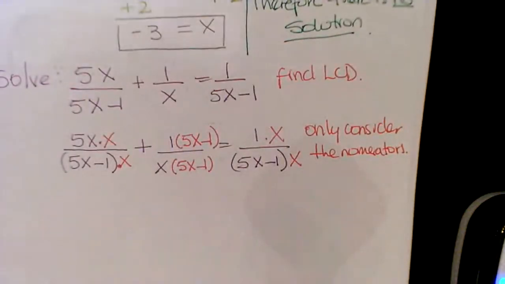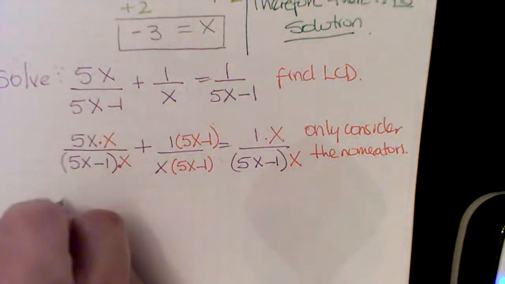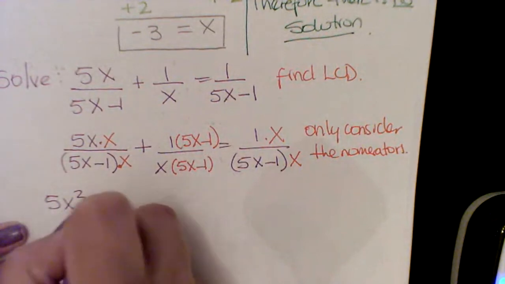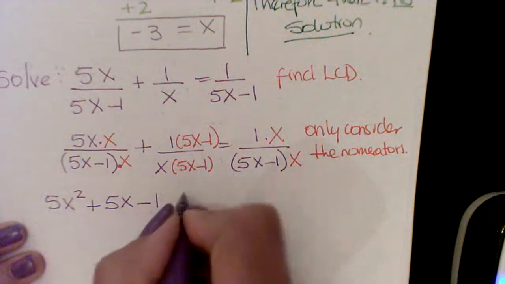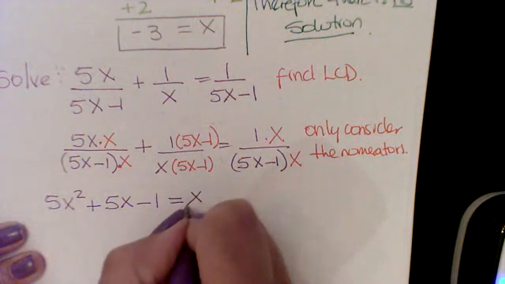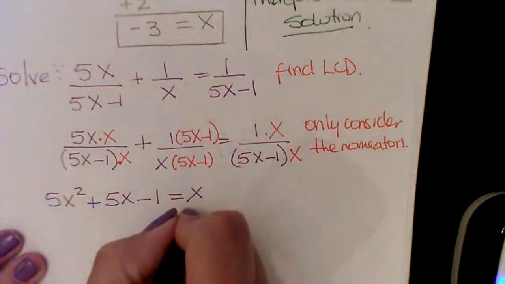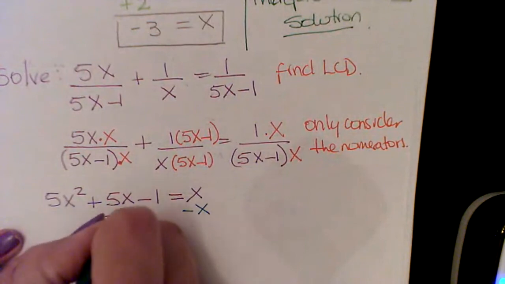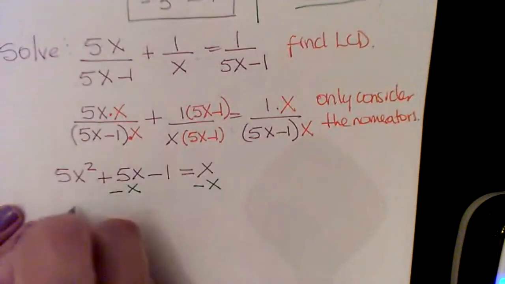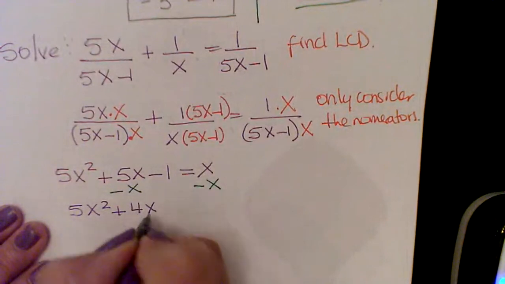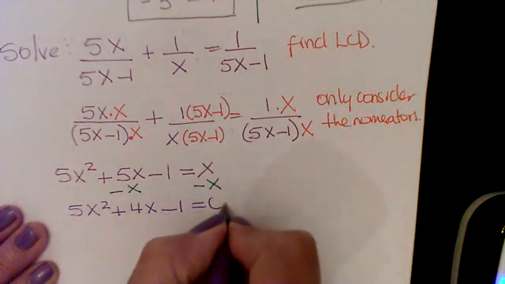Okay, so let's do it. So what do we have on the first one? 5x squared. The second one is going to be what? 5x minus 1 equal to x. That's what we have there. Now, 5x squared minus x minus 1 is equal to 0.